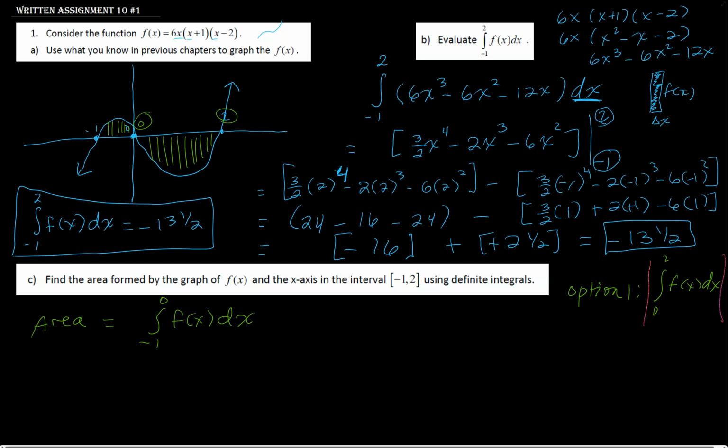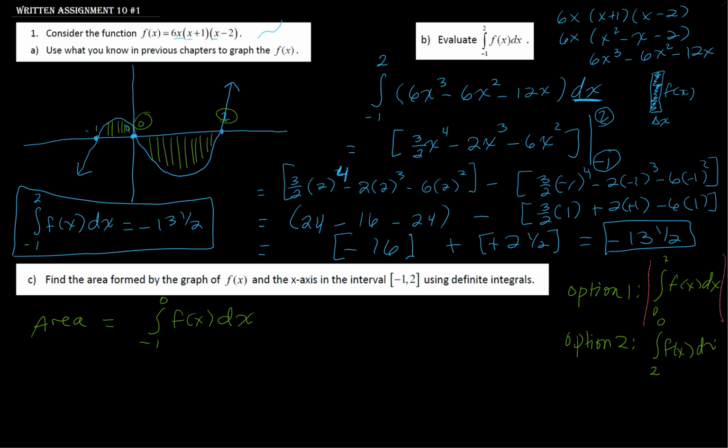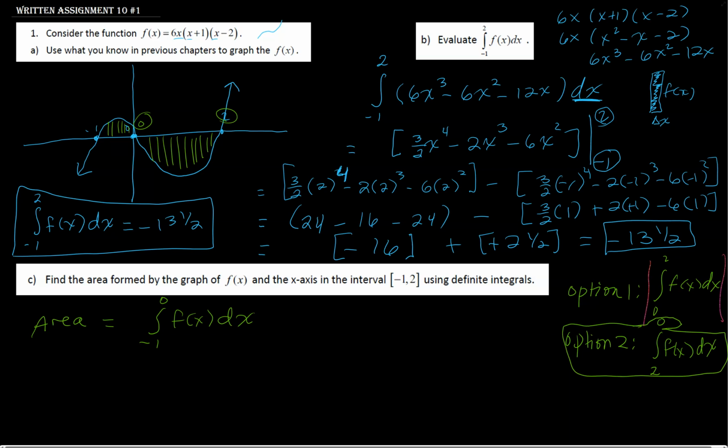Or you can just go ahead and switch the order. Okay, so option 2 is to go from 2 to 0. When we switch the upper and the lower limit, property of integral said the answer is going to be the opposite. So the opposite of a negative number is a positive number. So I am going with option 2. Okay? So this would be plus the integral. Instead of 0 to 2, I'm going to go from 2 to 0 of f of x dx.